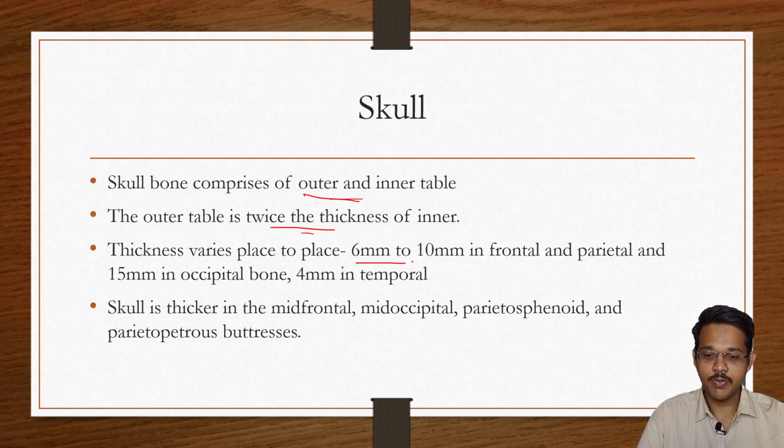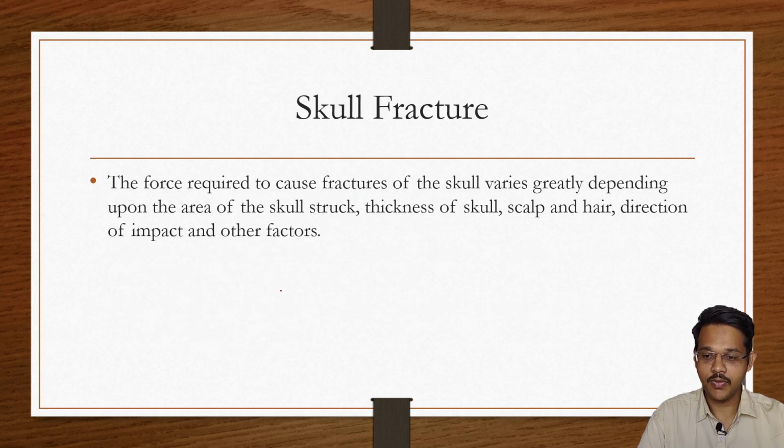It may vary from 6 mm to 10 mm in the frontal and parietal regions, 5 mm in the occipital bone, and 4 mm in the temporal bone. The skull is thicker in the mid-frontal, mid-occipital, parieto-sphenoidal, and parieto-petrous buttresses. The force required to cause fracture of the skull varies depending upon the area of the skull struck. A thinner portion of the skull fractures easily compared to the thicker portions near the petrous regions.